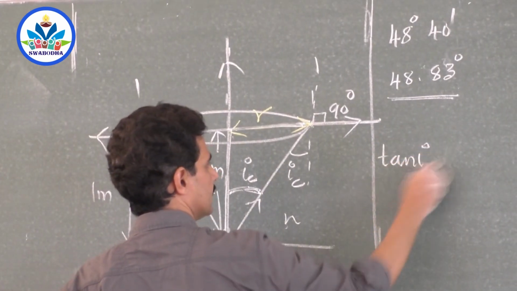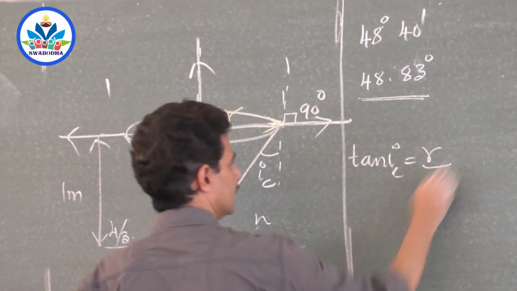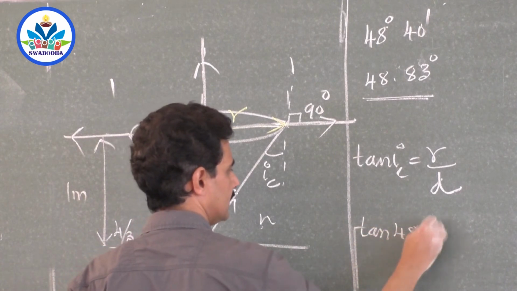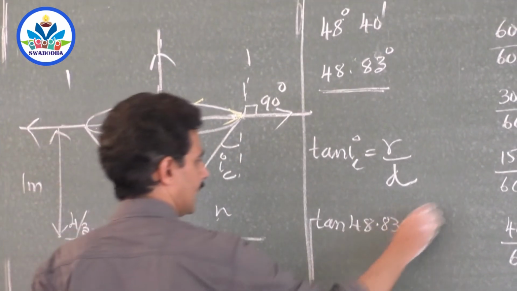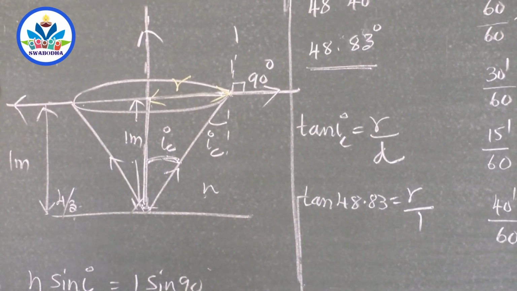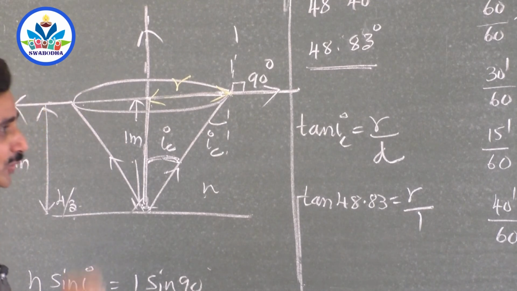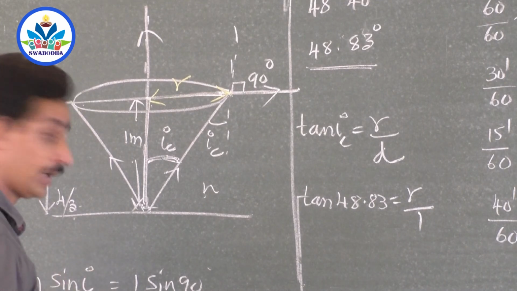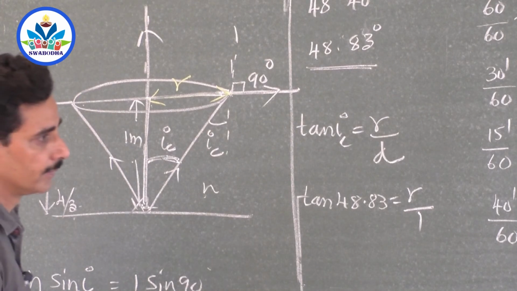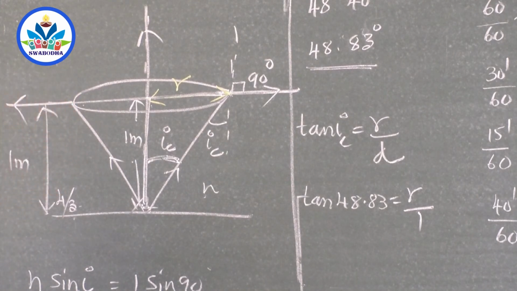Tan IC is equal to opposite side divided by depth. Tan 48.8 is equal to opposite side divided by depth, which is 1 meter. Now I don't have a tan table, so you search for the tan table. Let us go and find out what is tan in the problem. In the problem it is given what is tan 48.8. Okay, yeah, it is 1.13.